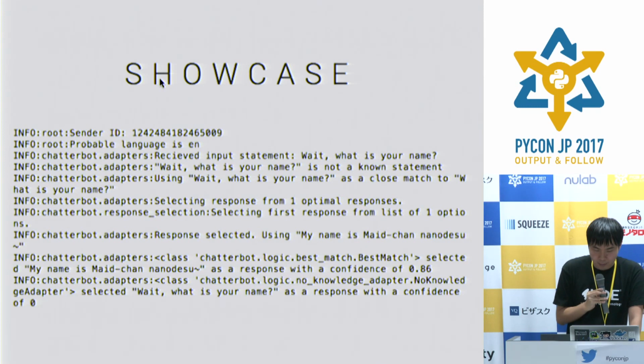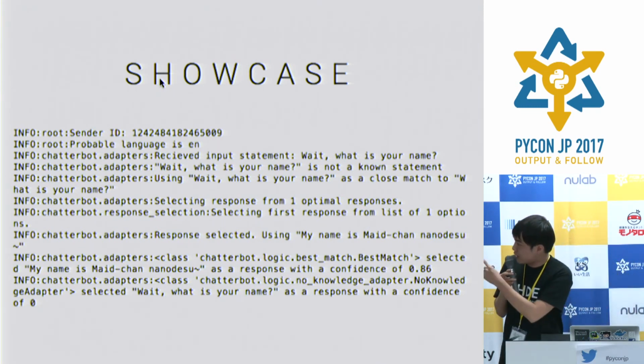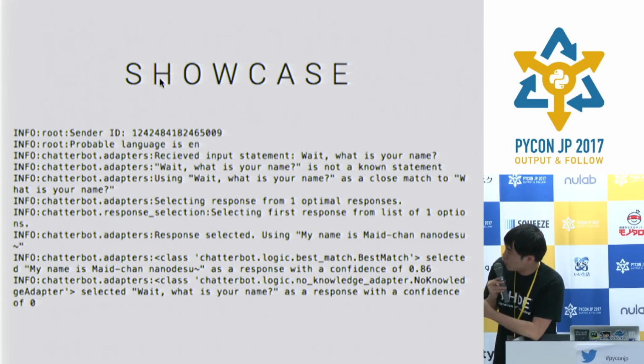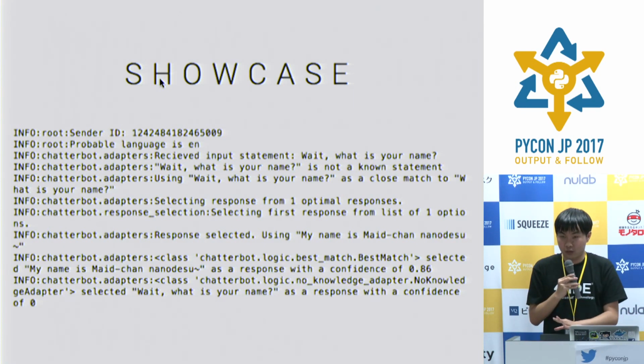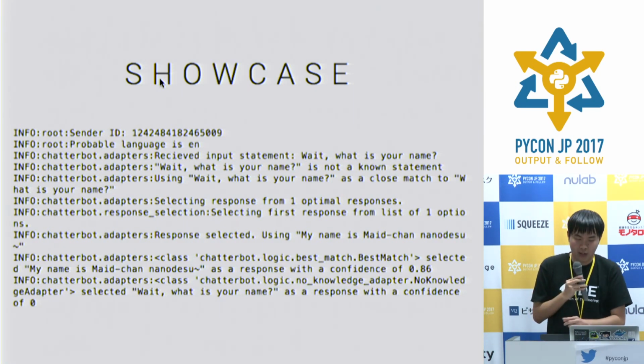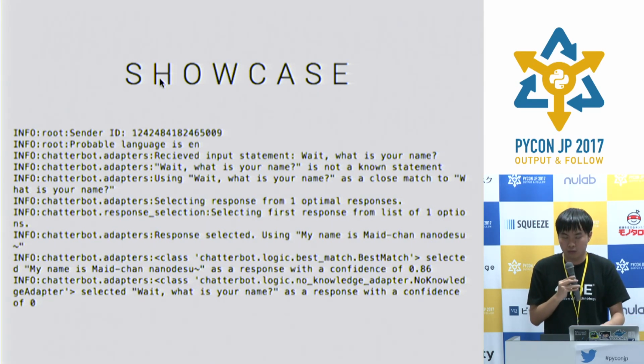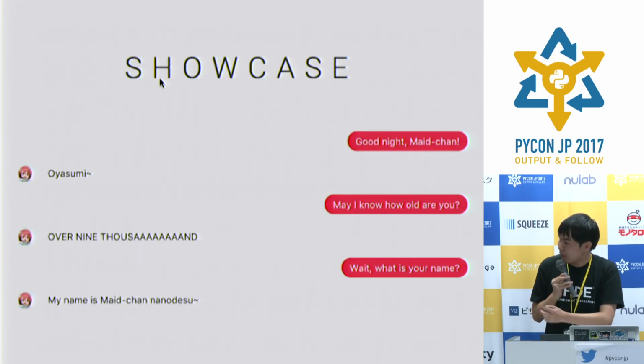I'm using a library called ChatterBot. When you give it an input, for example, "what is your name?", it will try to match the input to the closest match. After that, it will use the logic adapter to find which response is actually the best. It tries to find the best match, or you could even implement your own logic adapter to parse the text. And it decided to answer with, "my name is Mechan Nanodes."